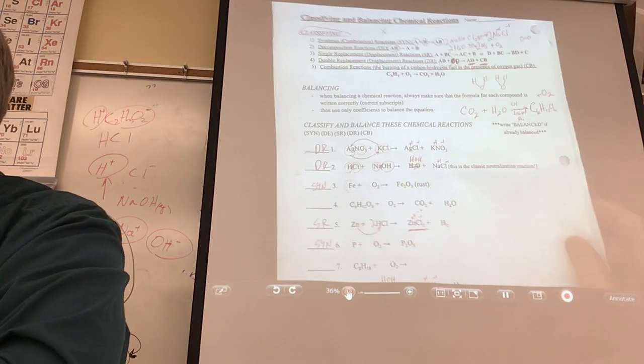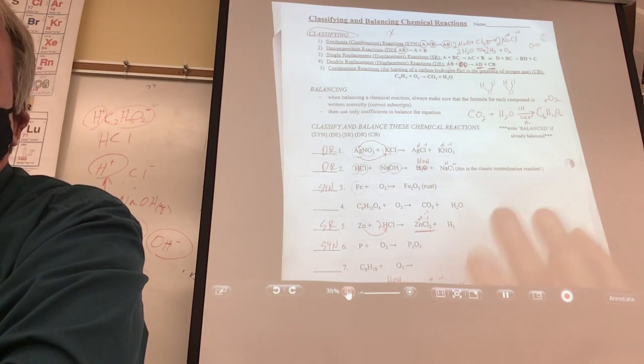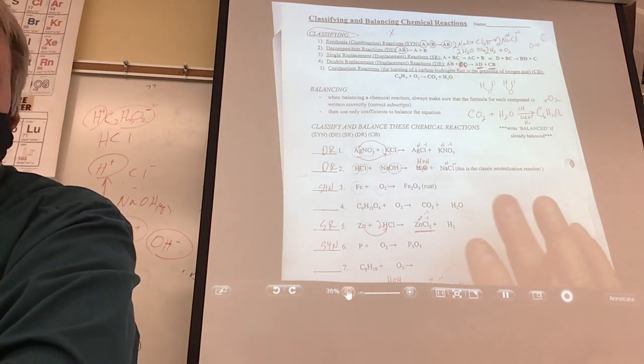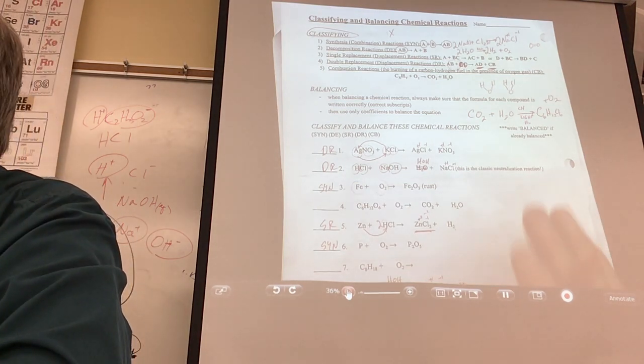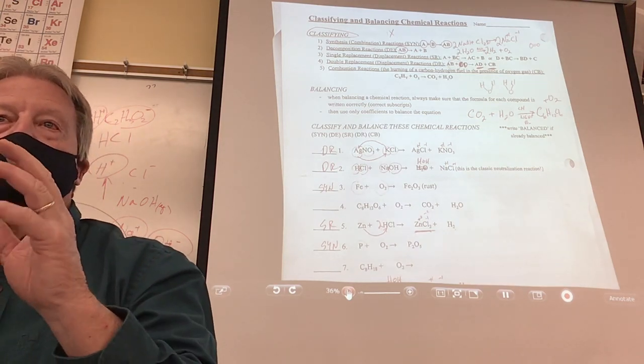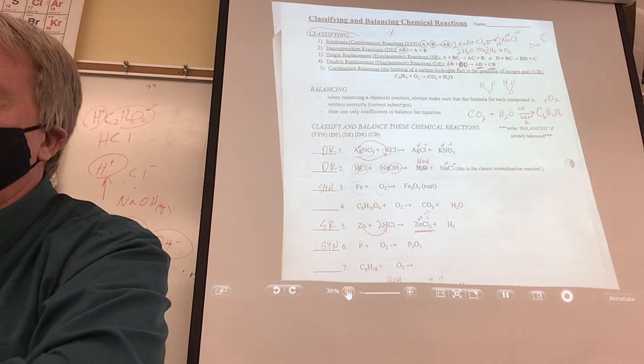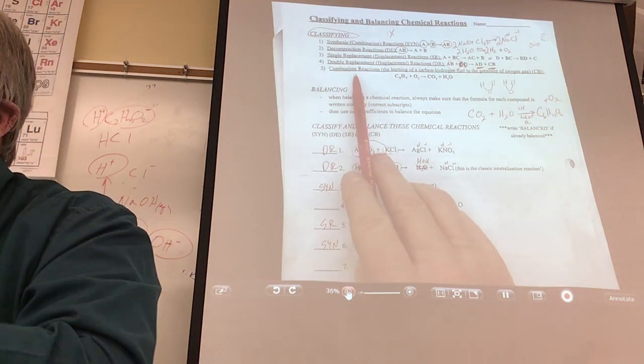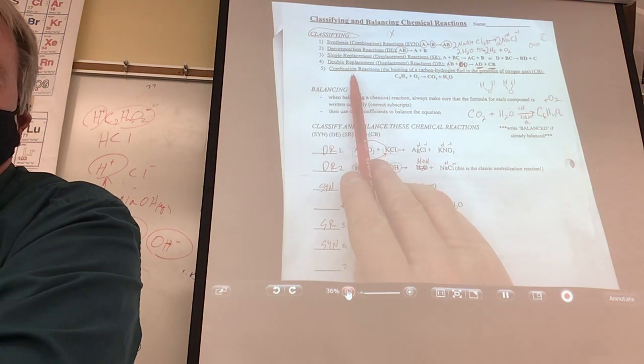Now, I have one more category, and then I'm going to show you how to balance equations. That's kind of fun. Some of you are going to enjoy balancing equations because it's kind of like a puzzle with numbers, but not until we do the last one. The last one's called a combustion reaction.